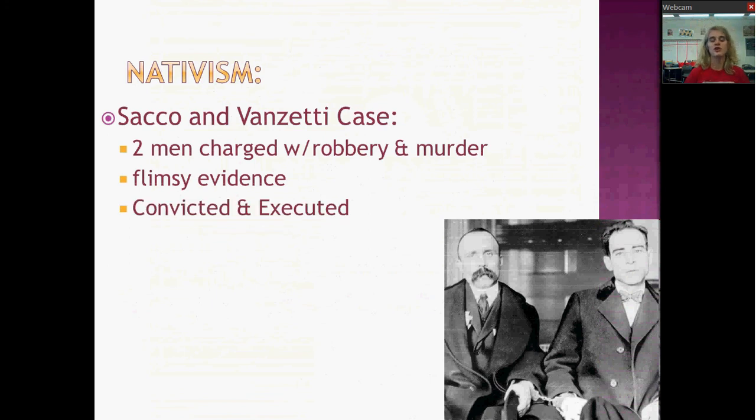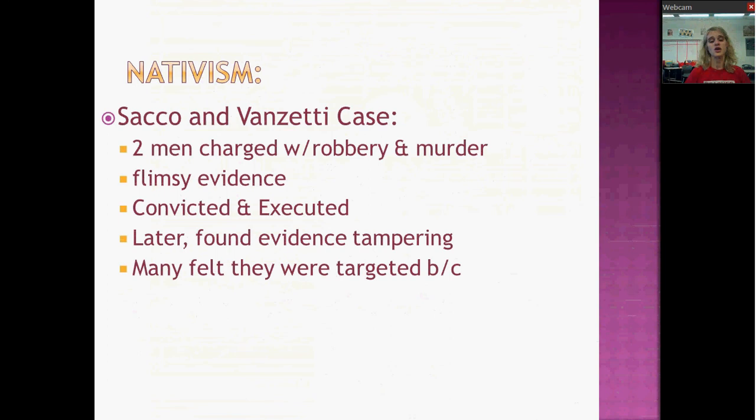So they are convicted of the murder and they are both executed for it. It kind of comes out later that there was evidence tampering. It also kind of comes out that maybe they were targeted, and a lot of people actually felt like this at the time. They were targeted because, one, they were Italian, they were immigrants, and two, they were known anarchists.